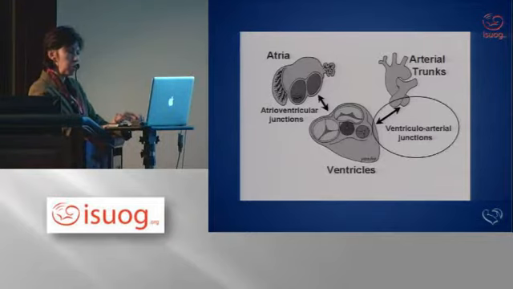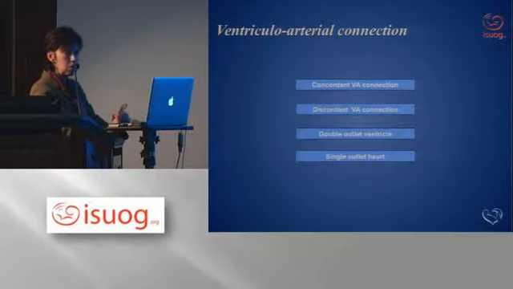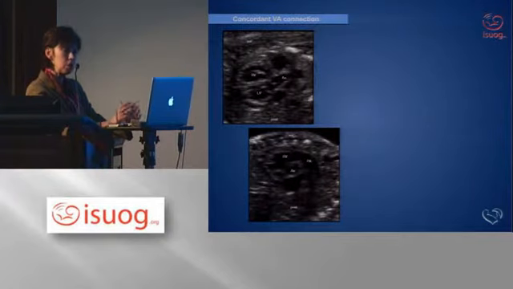So now we're going to move on to the connection of the plumbing of the ventricles to the great arteries. And some of the terminology is the same to make it easy. It's either concordant, discordant, double outlet, or single outlet. So it makes sense, and we've already mentioned quite a lot of this throughout the day.